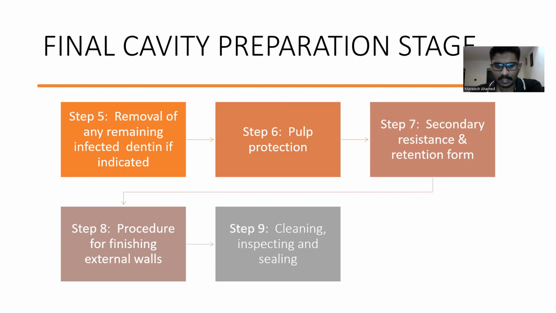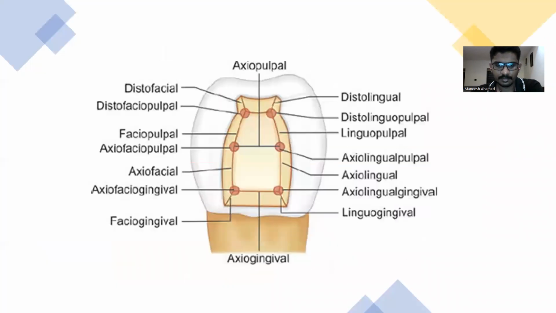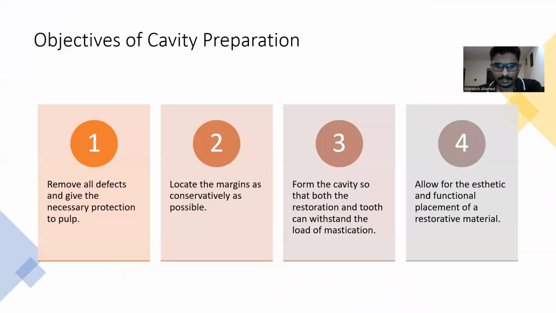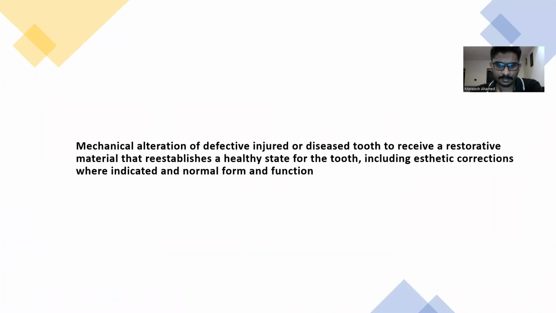inspecting, and sealing. One thing which we need to understand is that all the features discussed above depend mainly upon the type of restorative material and the extent of caries. So these two things dictate the features which we incorporate into a tooth preparation. For amalgam preparation, the design and fundamentals will be different, and for composite it will be different. It will be different for GIC, but the general principles and objectives remain the same. That is, the tooth and the restoration should withstand masticatory forces. It should fulfill all the objectives of cavity preparation. It should functionally and aesthetically restore the normal form and function of the tooth.